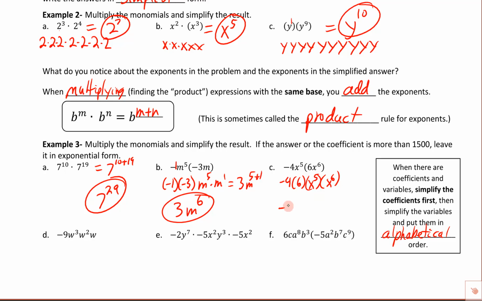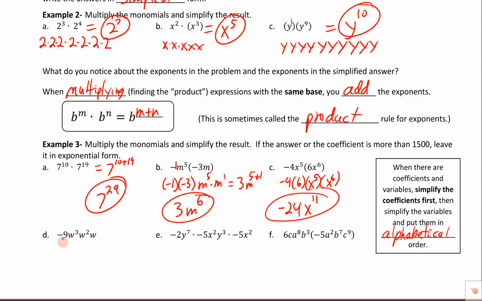So we end up with -24, and then again I'm off to the side. I'm not going to write x to the 5 plus 6. I'm just going to say, look, if I have 5 x's here and 6 x's here, I add the exponents together, so altogether I've got 11 x's that are being multiplied together with that repeated multiplication. Okay, let's slide down here and take a look.